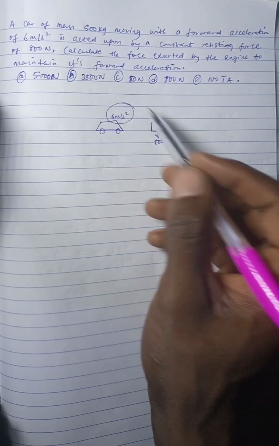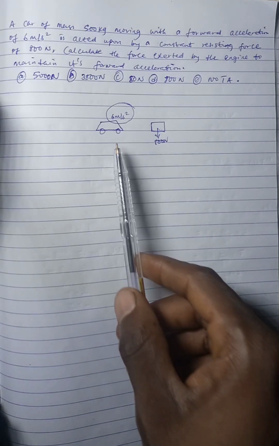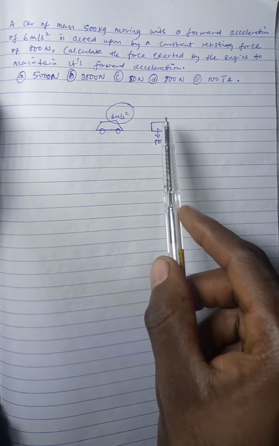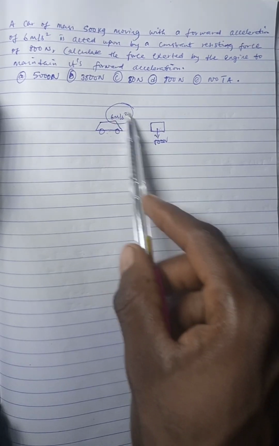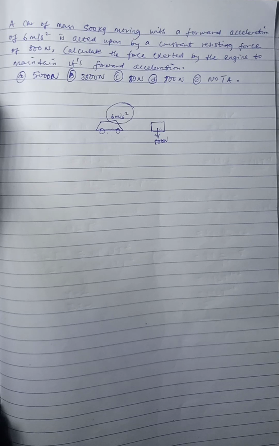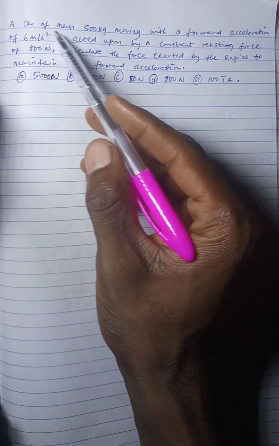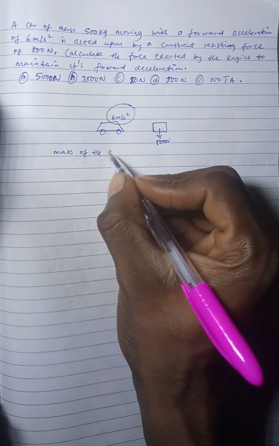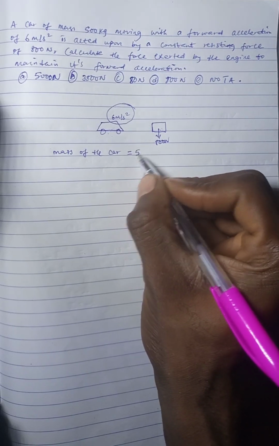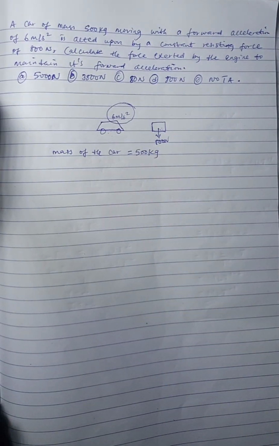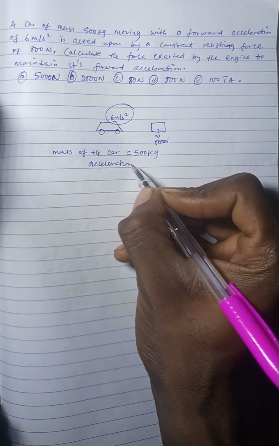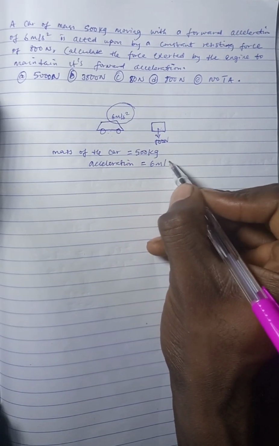So this is the acceleration at which the car is moving. We are looking for the force the engine of this car will generate so that when it hits this, it will still maintain the acceleration of 6 meters per second squared. So on that note, the mass of the car is equal to 500 kg, and the car is moving with acceleration equal to 6 meters per second squared.